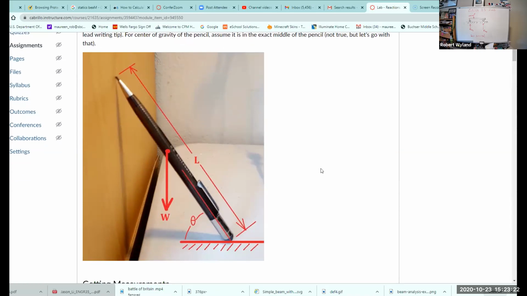Here's your pencil leaning against, whoops, I got to share. You guys see this one? Yeah, all right. I got my other camera in the background there, not me. You good? Let me just change that real quick so you see me yammering on.